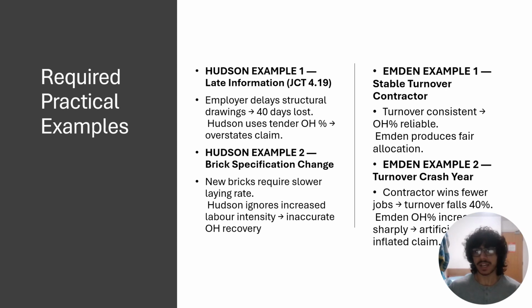For Emden, example 3 is a contractor with stable turnover across several projects. Here, Emden gives a fair overhead percentage because the financial base is consistent. Example 4 is the opposite situation, a downturn year where turnover drops significantly, and then overhead percentages rise sharply, which artificially inflates the claim. These examples highlight that each formula behaves differently depending on the context.